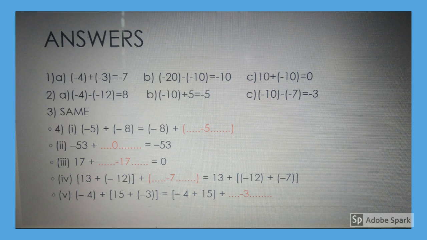-53 plus 0 is equal to -53. So now this statement applies the additive identity. They had asked which number will give -53 again. So that is the additive identity.